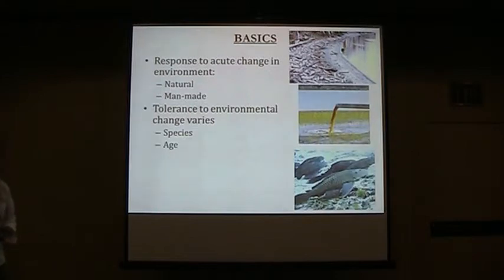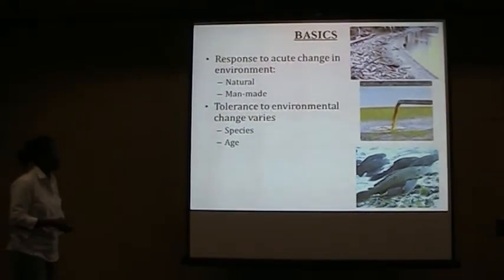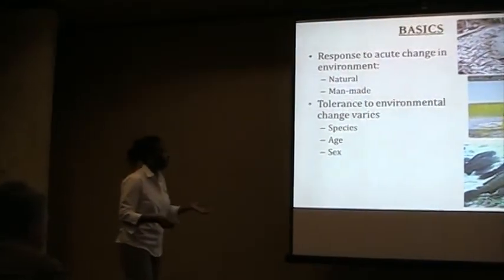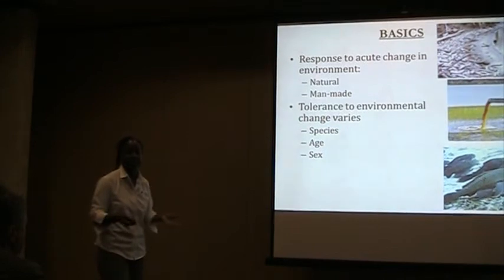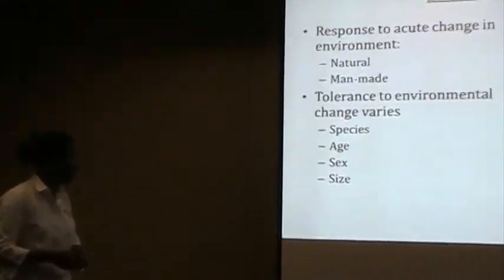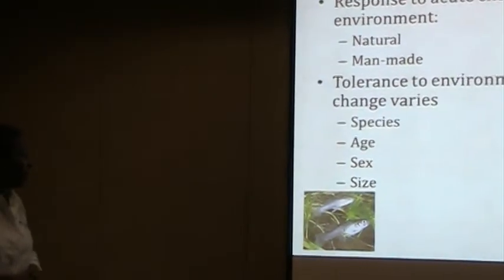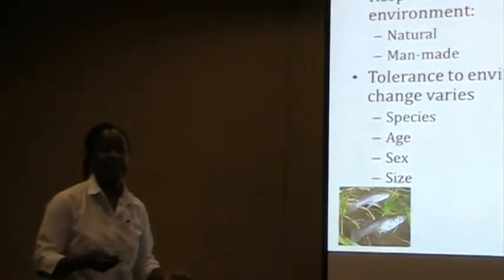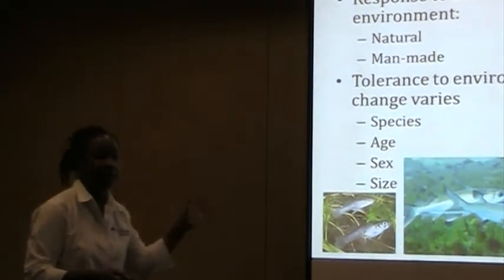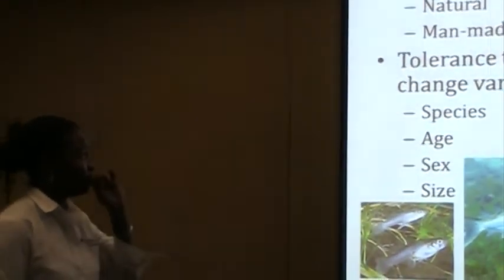The age of the fish matters. So you might find that older populations or younger populations are more susceptible to certain types of environmental perturbations. The sex also matters. Males and females don't always respond in the same way, especially depending on the life stage. And the size of the fish matters. So smaller fish might be susceptible to certain things while larger fish are not, and vice versa. And I'll go through some of that.